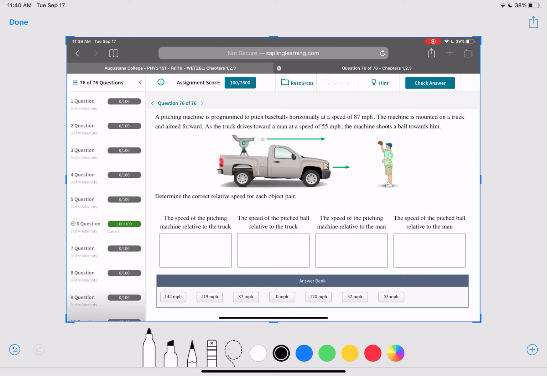Okay, and then the speed of the pitching machine relative to the man should be the speed of the truck, and then the speed of the pitch ball relative to the man should be whatever that ends up being added together.